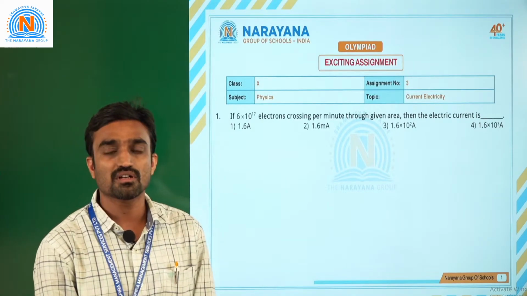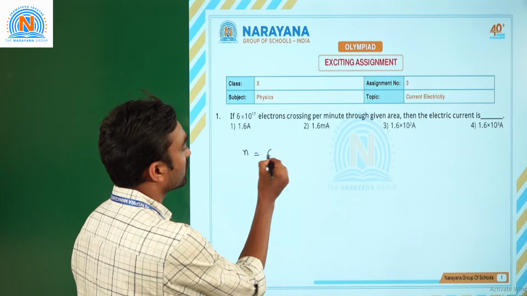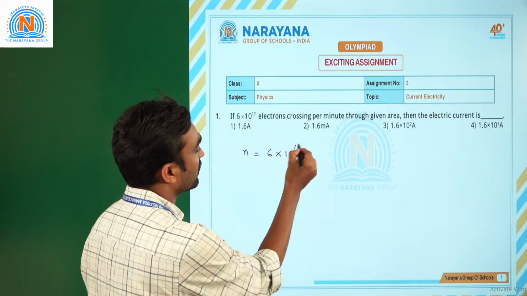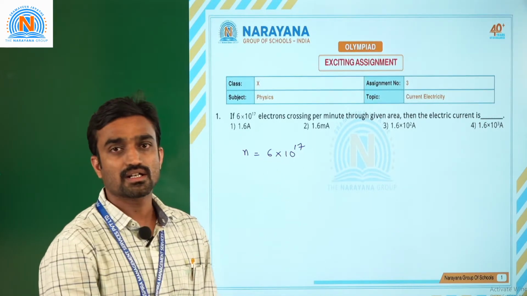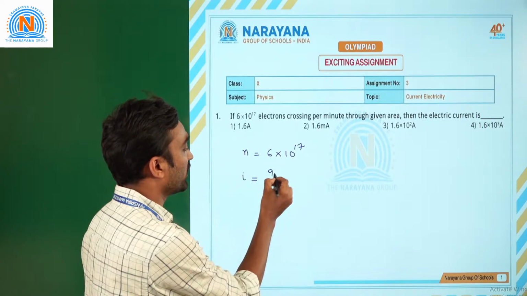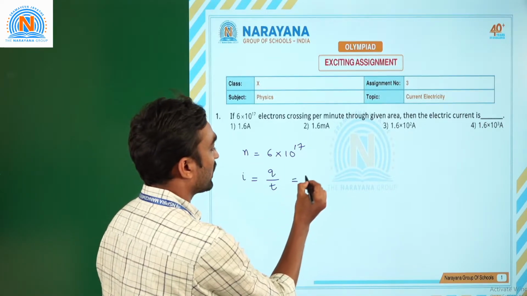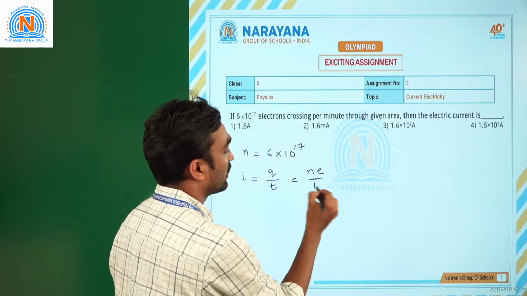So here the number of electrons that are crossing, n, is equal to 6 into 10 raised to 17. Then they are asking for the electric current through the cross section. So therefore I equal to Q by T. This is the formula we are going to use to find the current. Now we can write Q as Ne upon T.